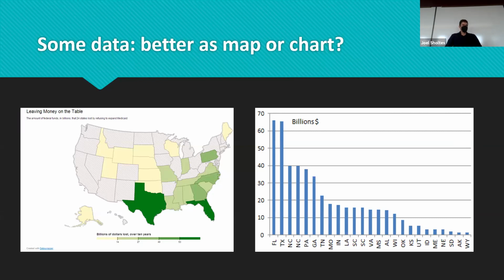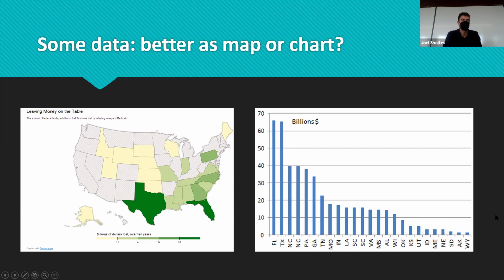So some data are better in a map form or a chart form. And what do you think is better in this case? Here's a kind of random data set: the amount of federal funds that 24 states lost by refusing to expand Medicaid. So here are the states that did not expand Medicaid back when Obamacare was passed. Gosh, a long time ago. And here are the funds that the federal government would have given to support Medicaid expansion.